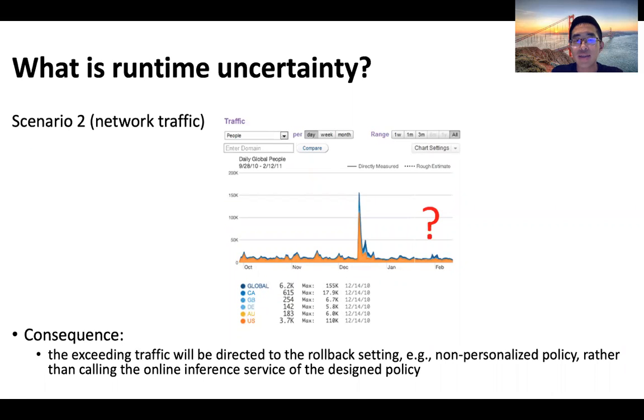In a network case, for example, an e-commerce, music, or movie website, there is also a recommendation system that works well in the usual time. But on some special days, like holidays, or when some special events occur, there can be a flurry of customers that overwhelm the system. In this case, the personalized recommendation policy will be switched to the default one without personalization to deal with the unexpected huge volume.